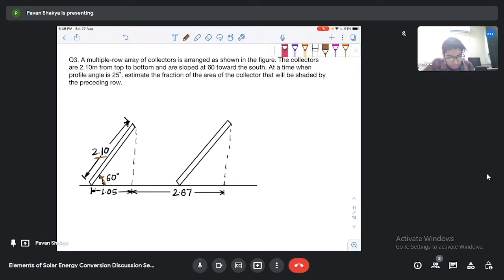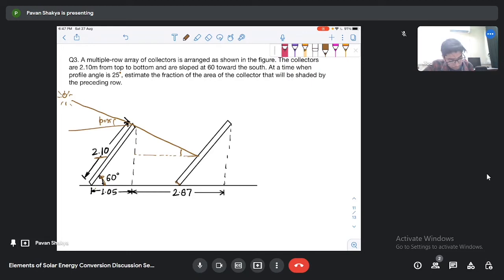And the profile angle is given as 25 degrees. So what will happen? Let's suppose this is our sun ray. Then this angle, let me make it more straight, this angle will be our profile angle. Also you can plot here that this angle is our profile angle that is given in the problem as 25 degrees. Now how much portion will be shaded?